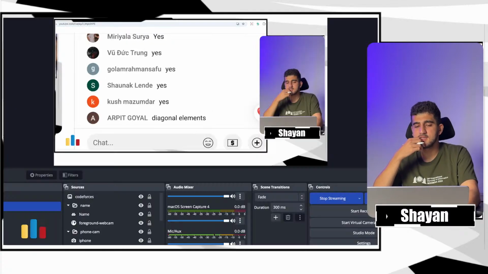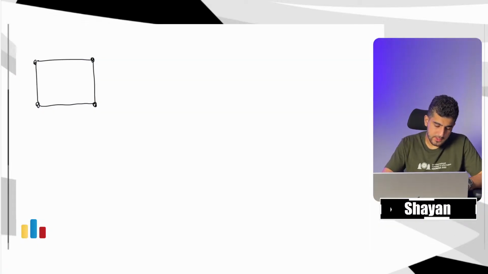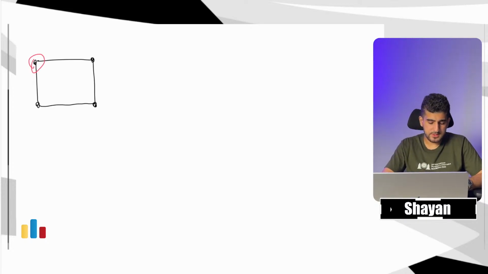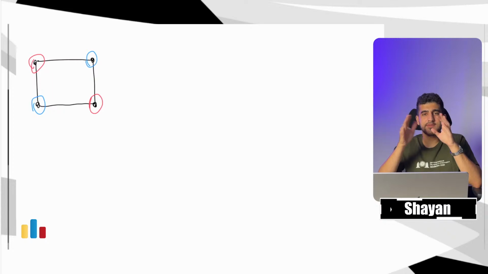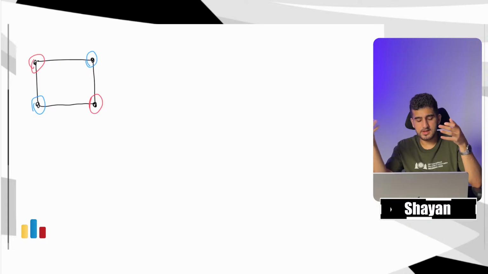Diagonal elements. Yes, nice. For example, I can put these two in the first group. Assume that one of the groups is the red group and one of them is the blue group. These two vertices can be red, these two vertices can be blue. So we can say that each vertex will be colored alternatively with red and blue.